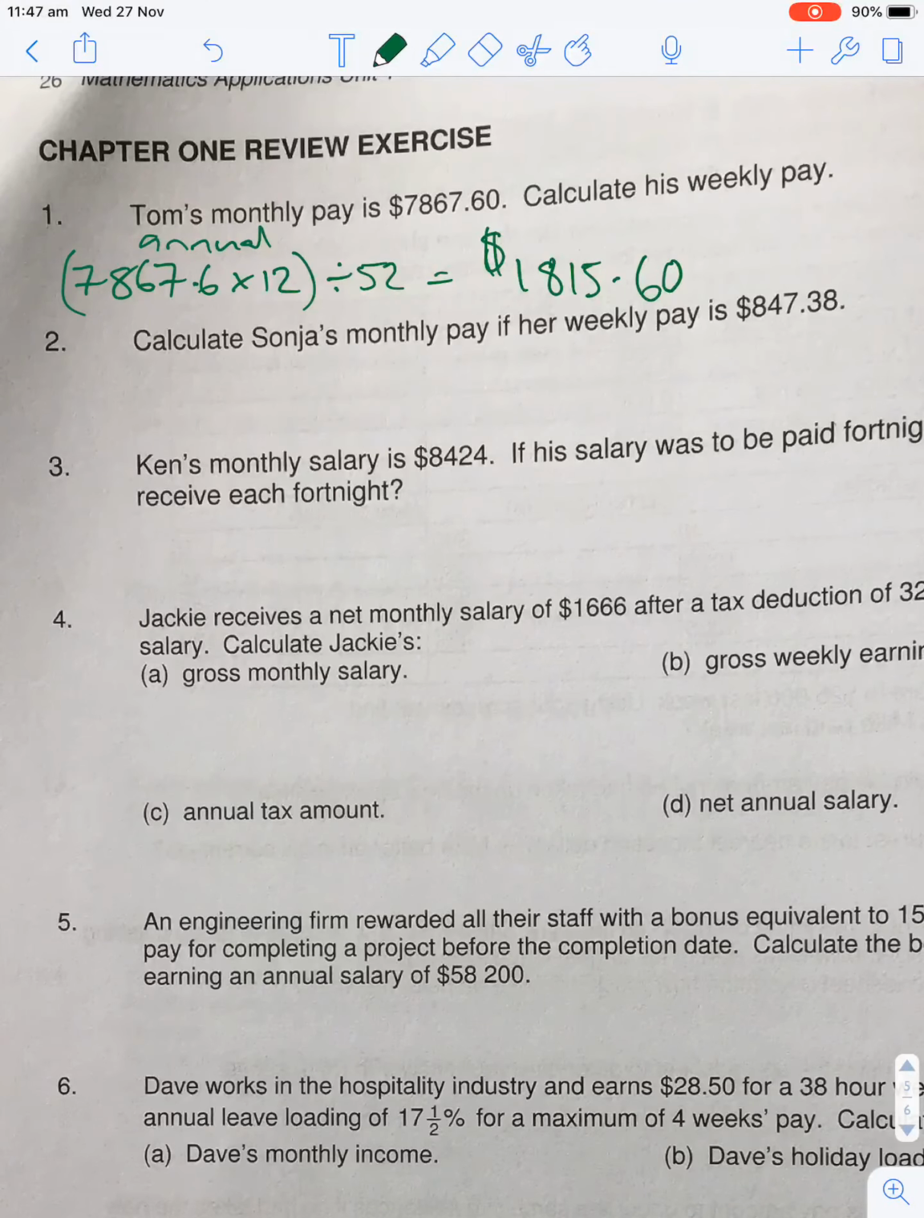The second one's much the same. Calculate Sonia's monthly pay if her weekly pay is that. So again, people want to go, well, there's roughly 4 weeks. They want to get that and times it out by 4. But you will be wrong because there is not exactly 4 weeks.